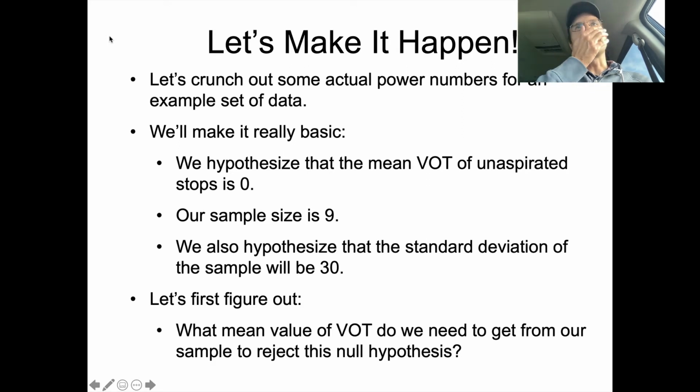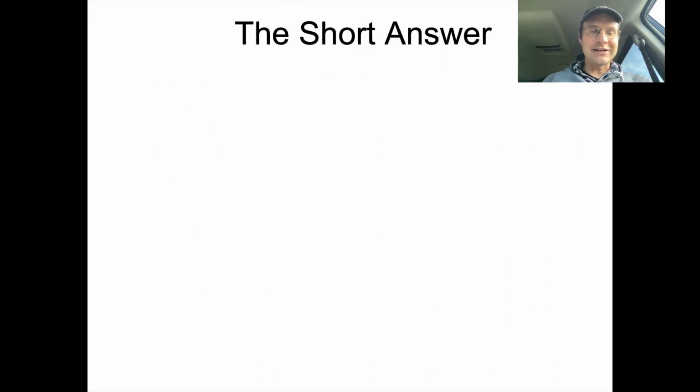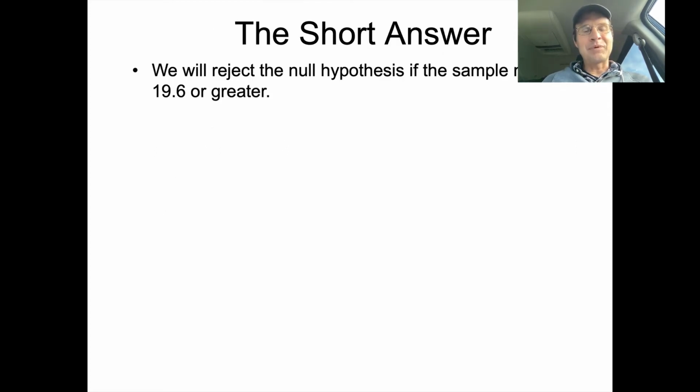And again, this is a question I normally ask in class, and then I just expect people to know it. When I was going through these notes last night, putting them together, I realized that the answer is kind of complicated. So I don't know why I've been expecting people to just be able to answer it on the fly. So I'll walk you through how to calculate that answer. But basically, the short answer is we'll reject the null hypothesis if the sample mean is 19.6 or greater.